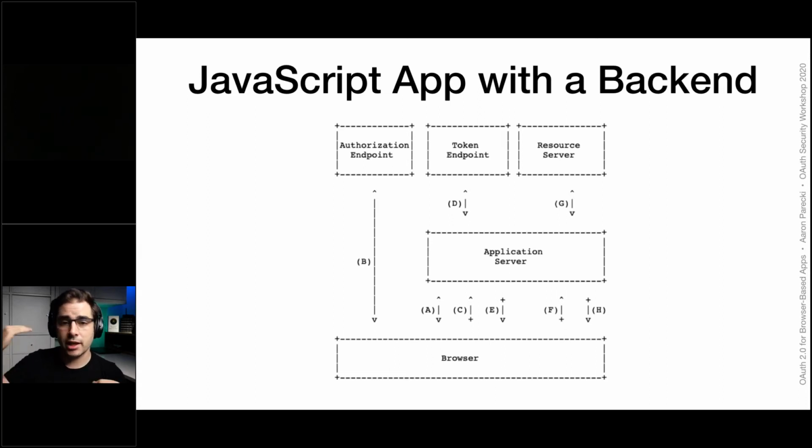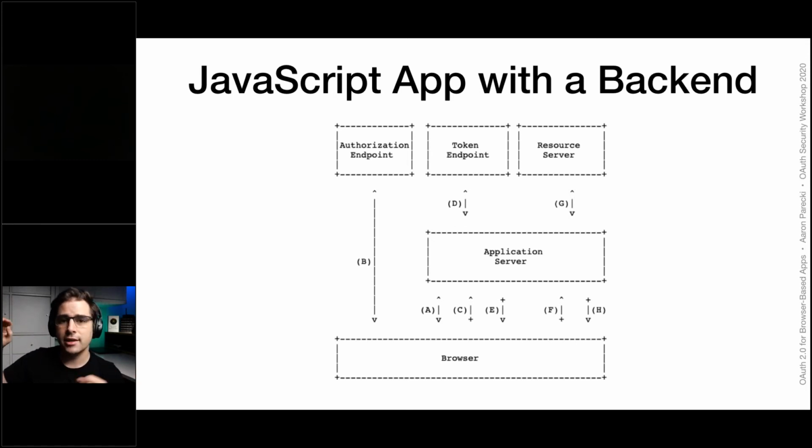So turn your application server into the OAuth client, where these steps are spelled out in the draft. The browser would tell the application server to initiate the flow. The application server would then send the redirect, which is that B arrow, over to the authorization endpoint. The application server handles the redirect back and does the exchange for the authorization code. That's where the access token lives, in the application server.